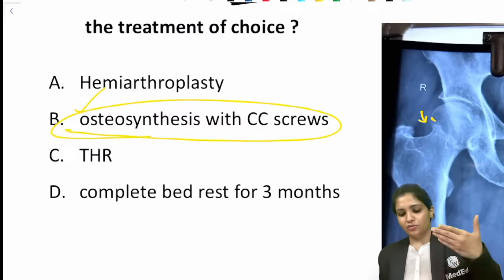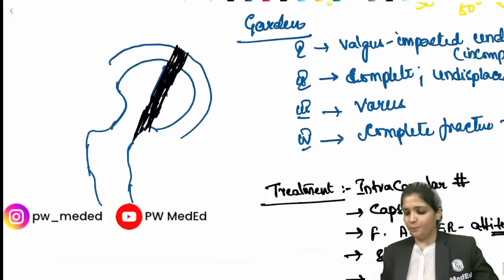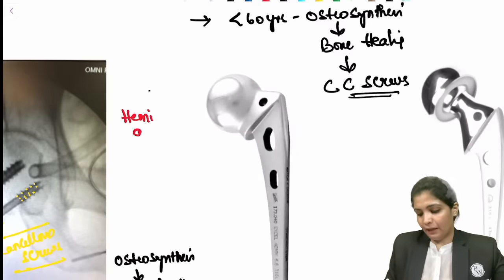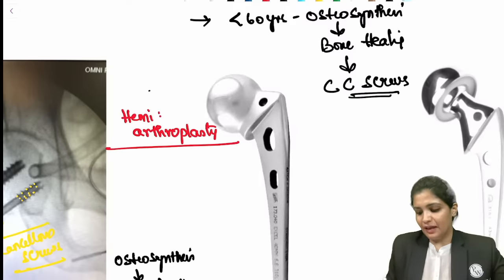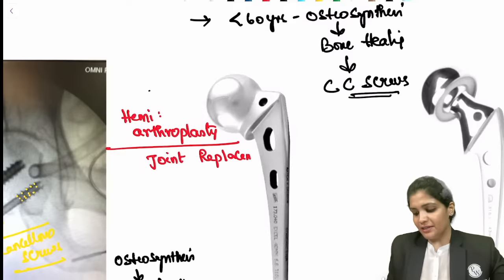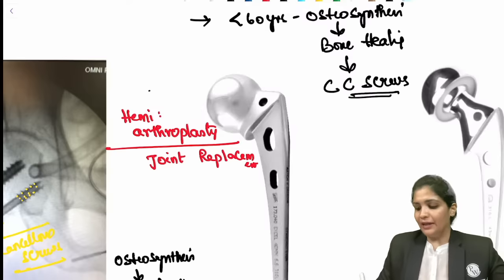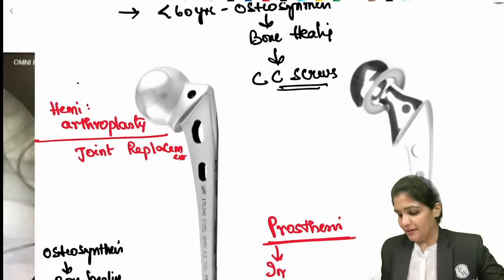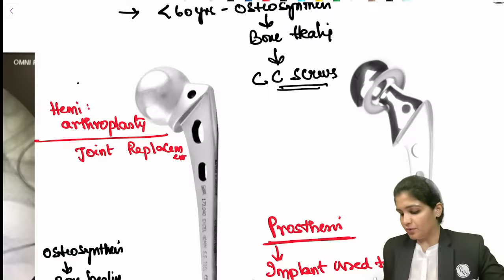So when are you doing hemiarthroplasty and THR? What is hemiarthroplasty? As the name itself suggests, hemi is nothing but half, arthro means joint, plasty is replacement. So half the joint is replaced. What is that half joint? It is your femoral head, which is replaced by this prosthesis. So what is the prosthesis? The implant which is used to replace the anatomical part is called your prosthesis.